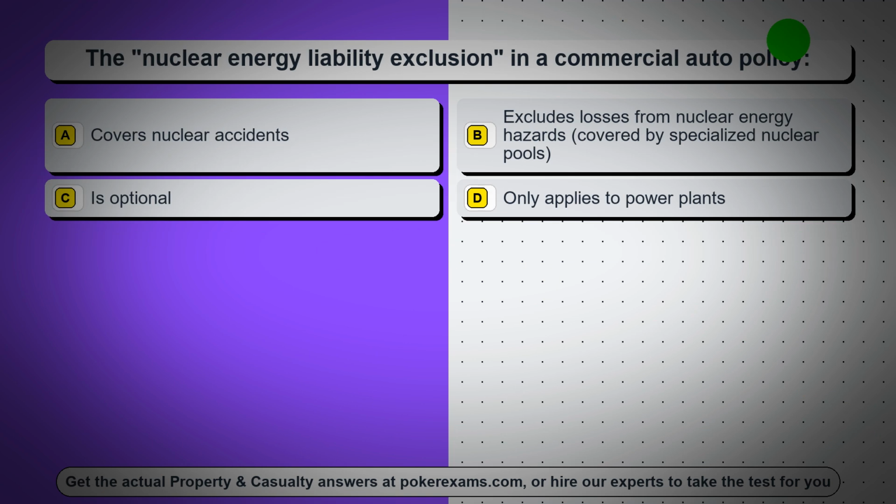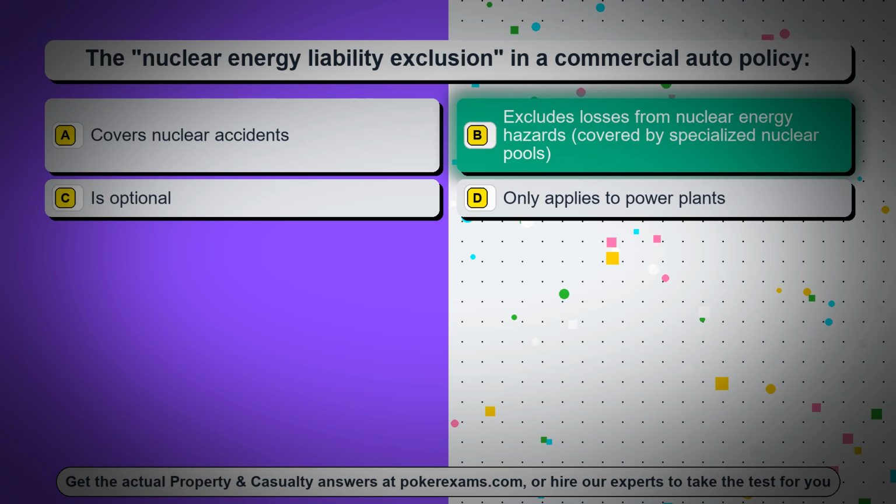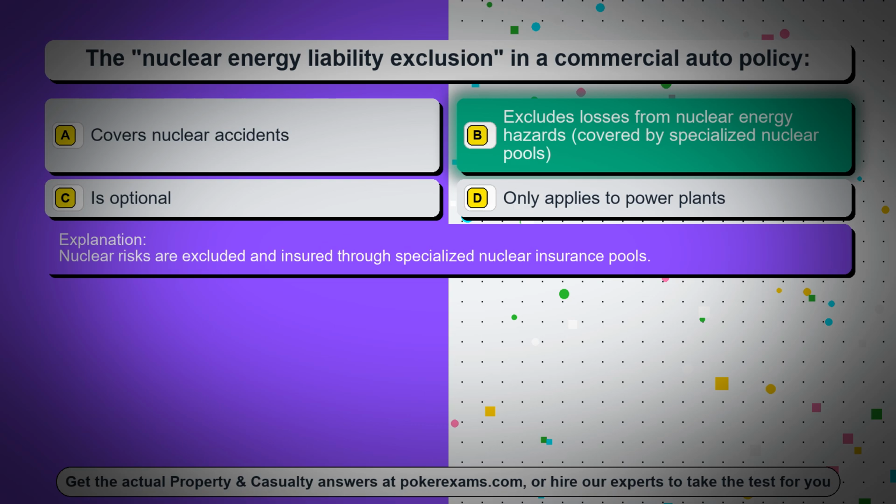Question 73. The nuclear energy liability exclusion in a commercial auto policy. Option A, covers nuclear accidents. Option B, excludes losses from nuclear energy hazards, covered by specialized nuclear pools. Option C, is optional. Option D, only applies to power plants. The correct answer is option B, excludes losses from nuclear energy hazards, covered by specialized nuclear pools. Nuclear risks are excluded and insured through specialized nuclear insurance pools.